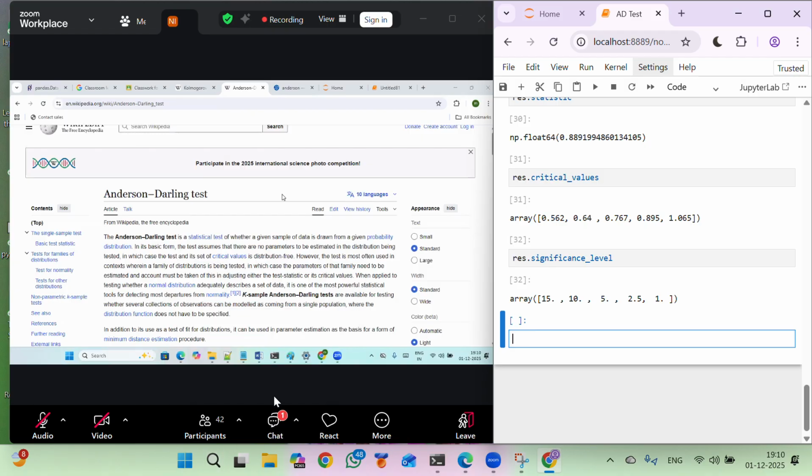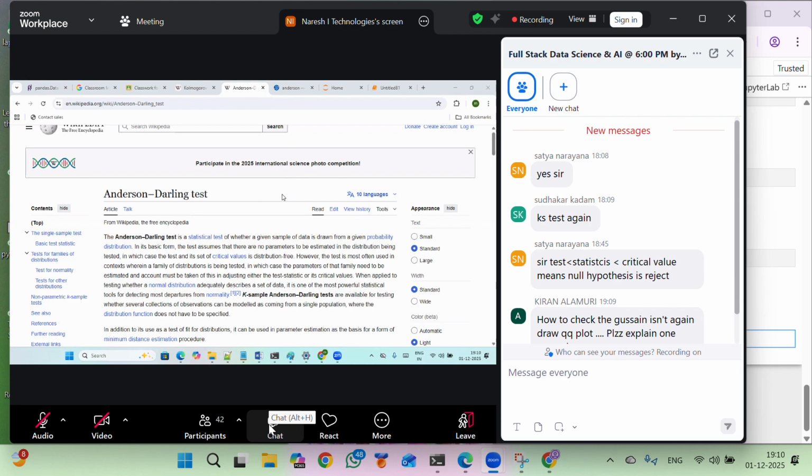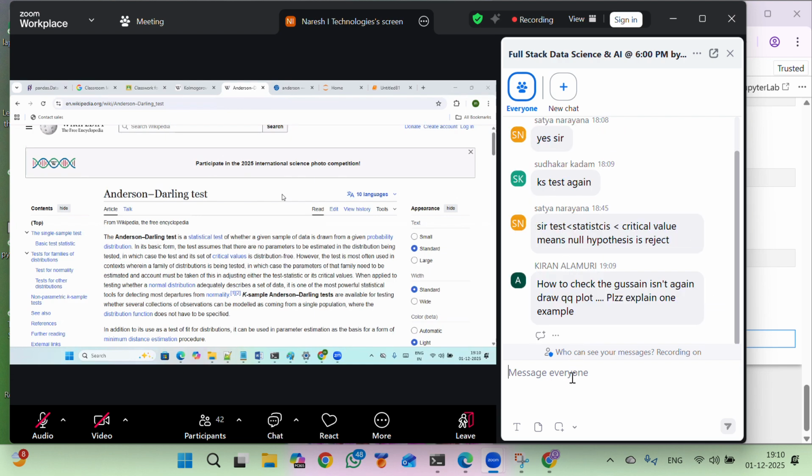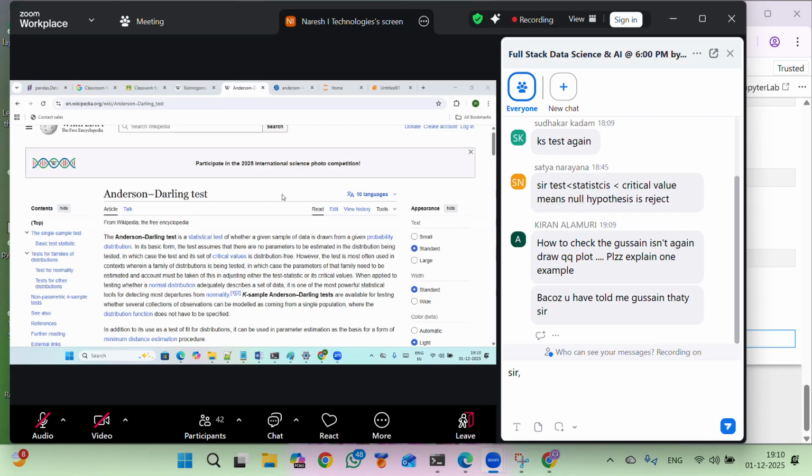How to check Gaussian, again. Why should you draw the QQ plot, guys? Why should you draw the QQ plot again after checking the AD test here? You compare the test statistic with the critical value only. Why should you draw the QQ plot again? This test itself is telling you whether it is Gaussian or not Gaussian.